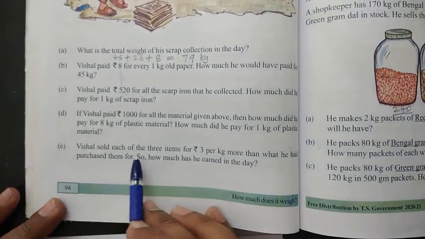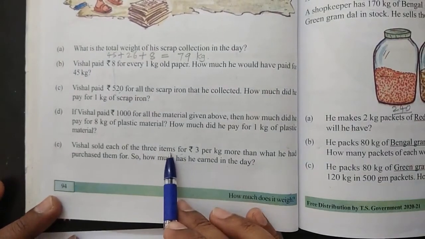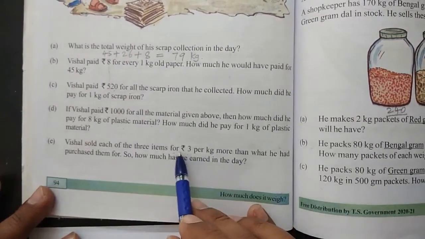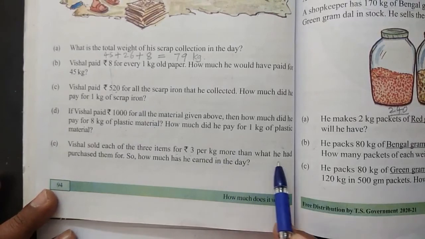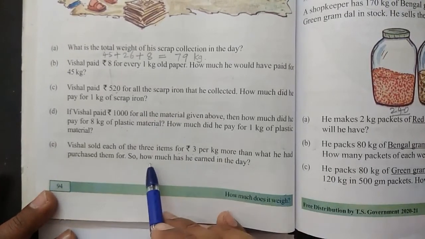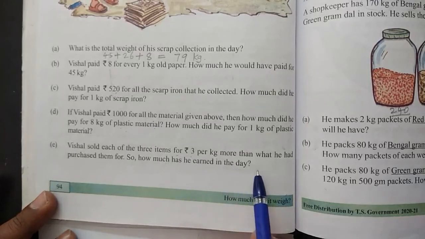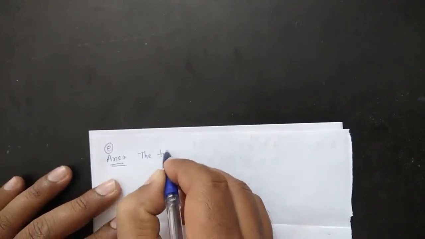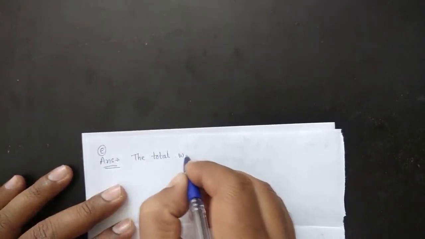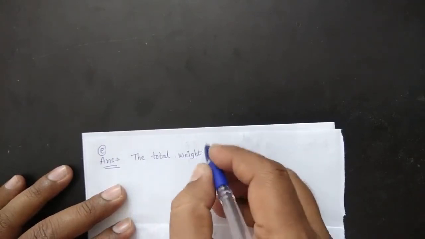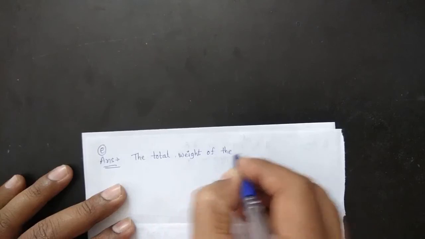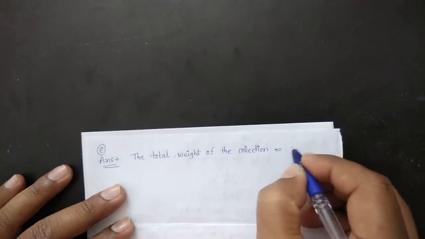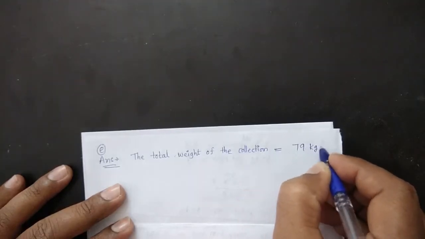Vishal sold each of the 3 items. The 3 items are plastic, scrap iron, old newspaper, for 3 rupees per kg more than what he had purchased them for. So, how much has he earned in the day? E question answer. The total weight of the collection is how much? 79 kgs.